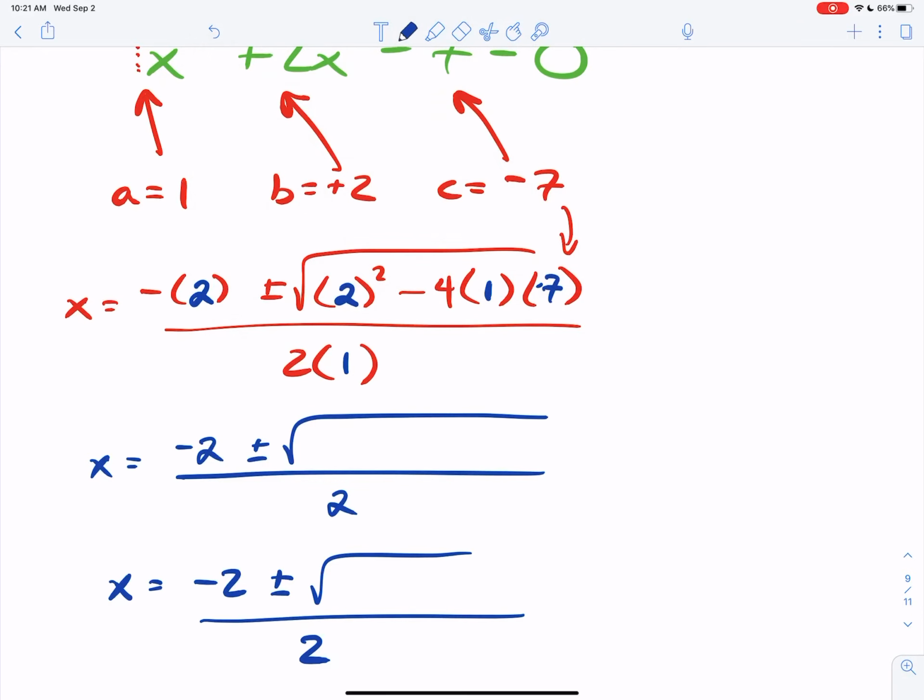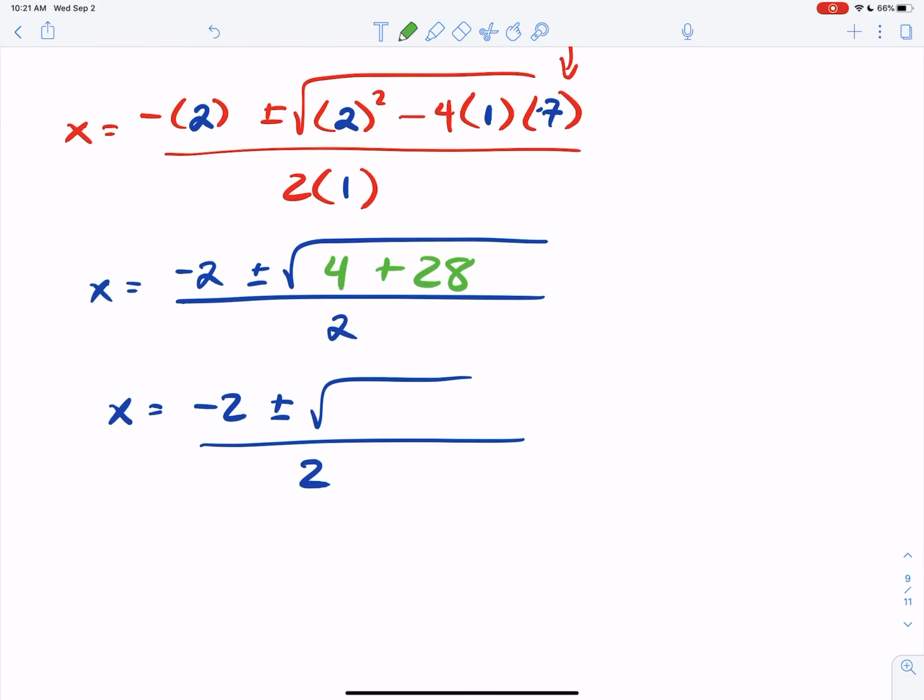That changes everything. Okay? So here we have 2 squared, which is 4. Negative 4 times 1 times negative 7 is a positive 28. I thought that looked a little bit funny. Okay? 4 plus 28 is 32. So I guess we will have solutions here. All right? Okay.